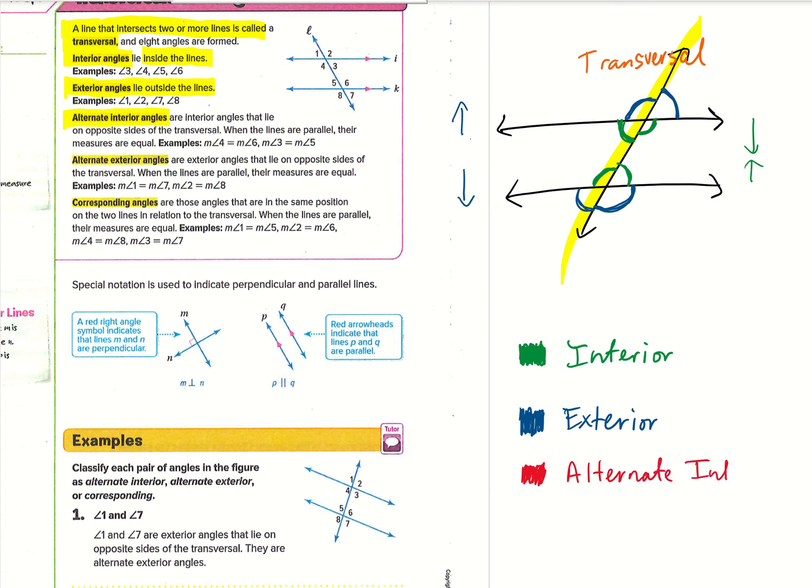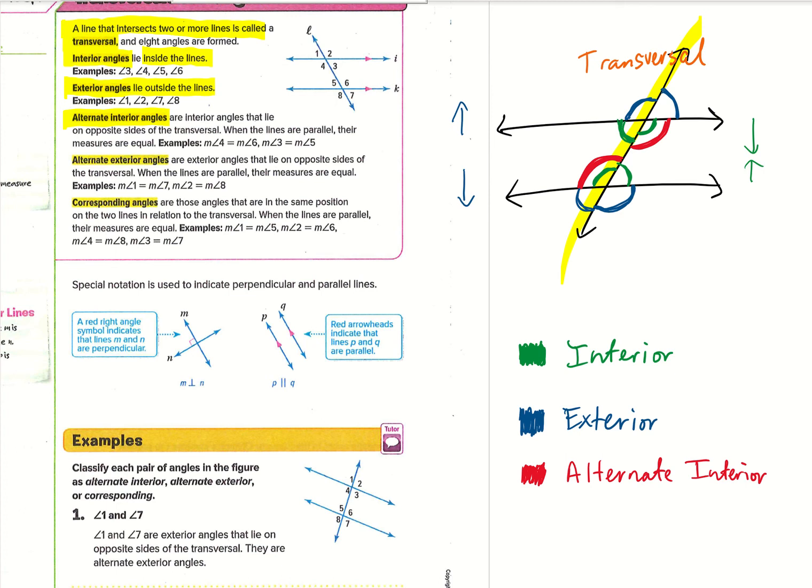So the alternate interiors, first of all, they're going to be interior angles. So they're going to be the green ones only, and then they have to be on opposite sides of the transversal. So if we have this angle, then the opposite interior of it would be the other side, also inside. Okay, so those two would be alternate interior.